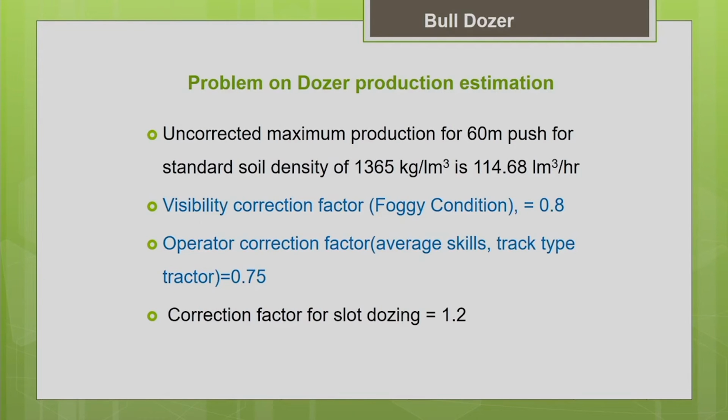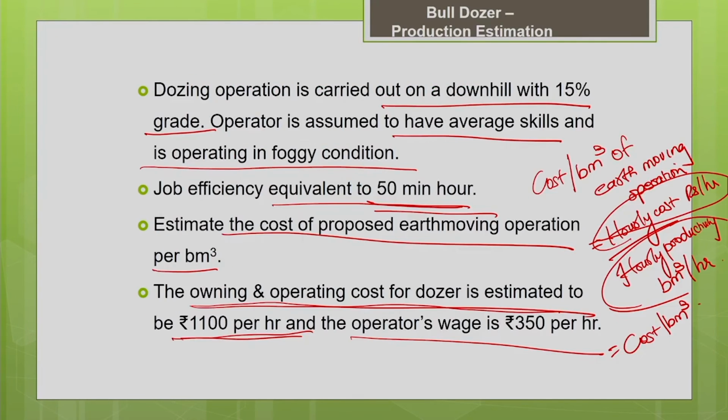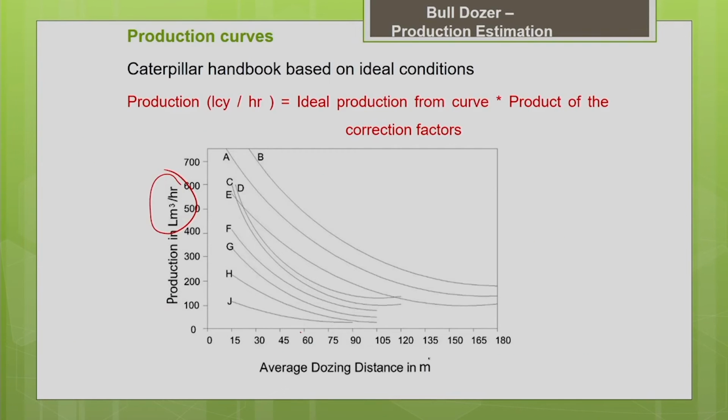Let us work out the solution for this problem. As I told you, the first step is to find the uncorrected maximum production for the 60 meter push distance for the standard soil density of 1365 kg per meter cube. So how will you find the production? Using the production curve for your model and for the dozing distance, you can take the value. This is called the uncorrected value.